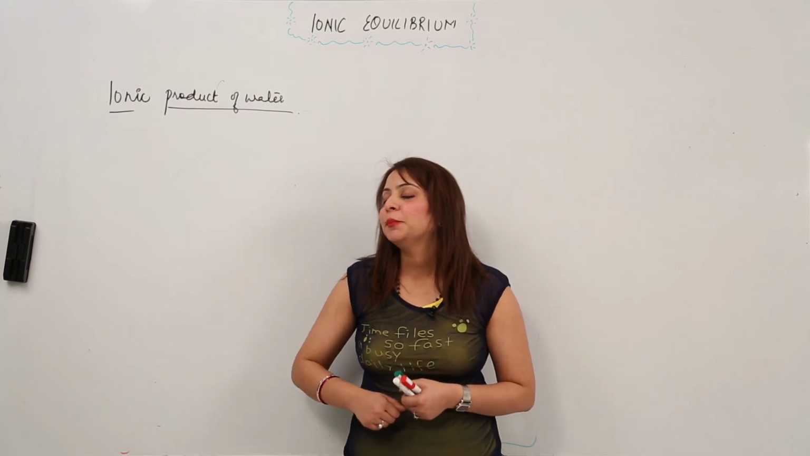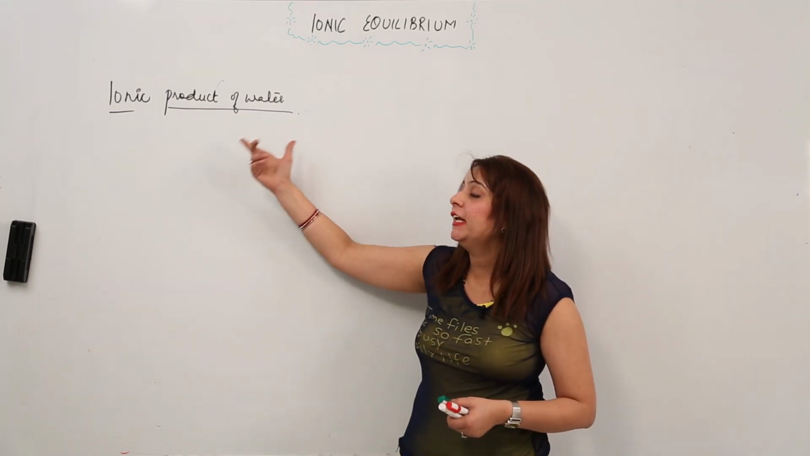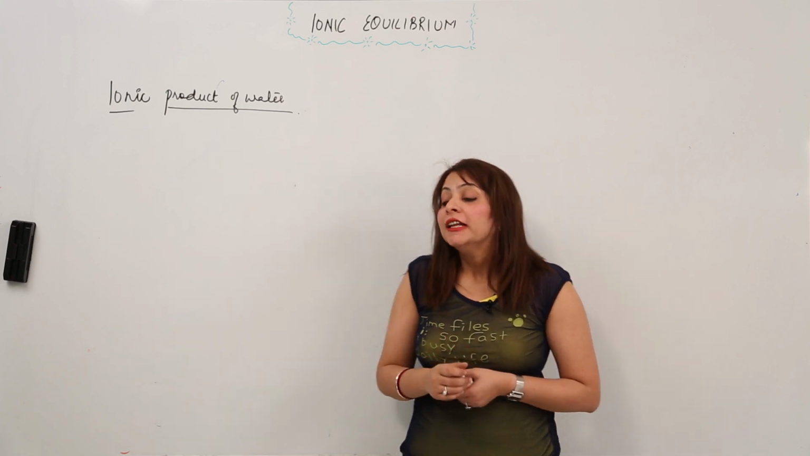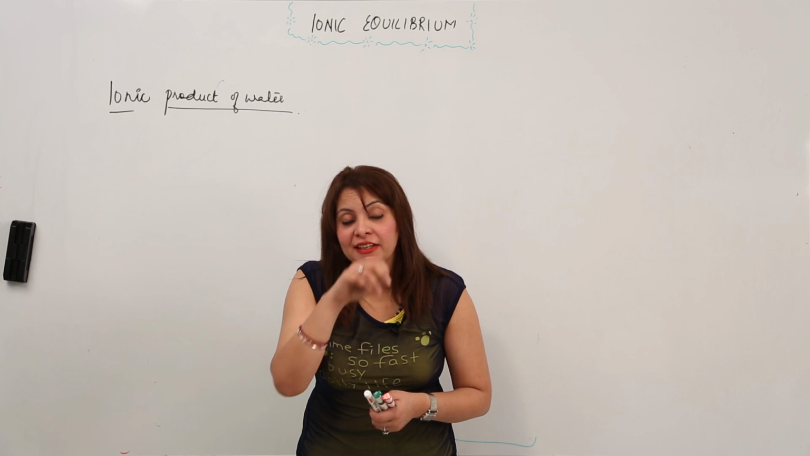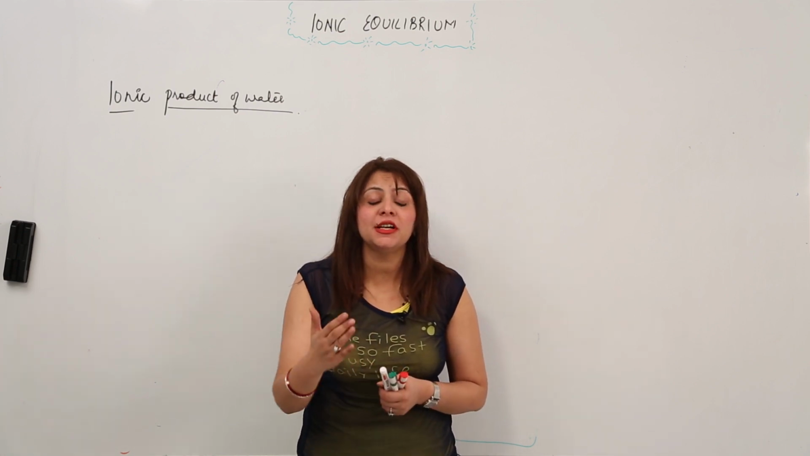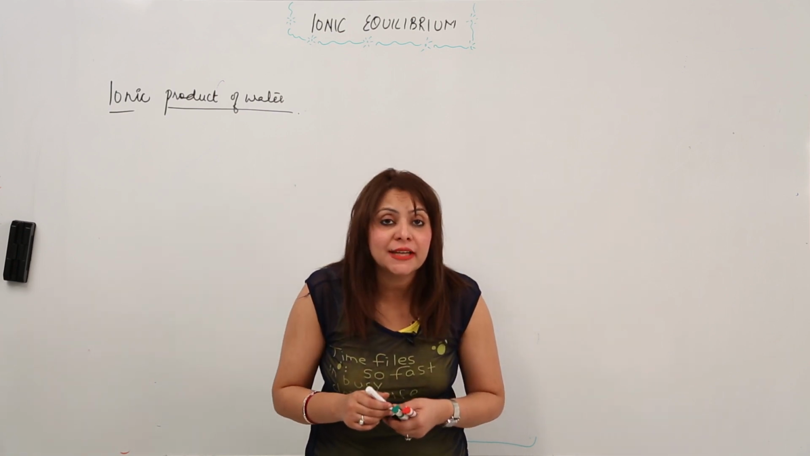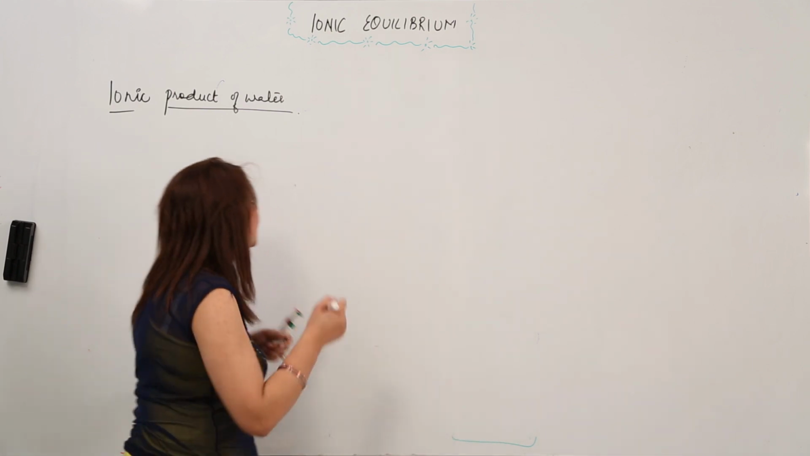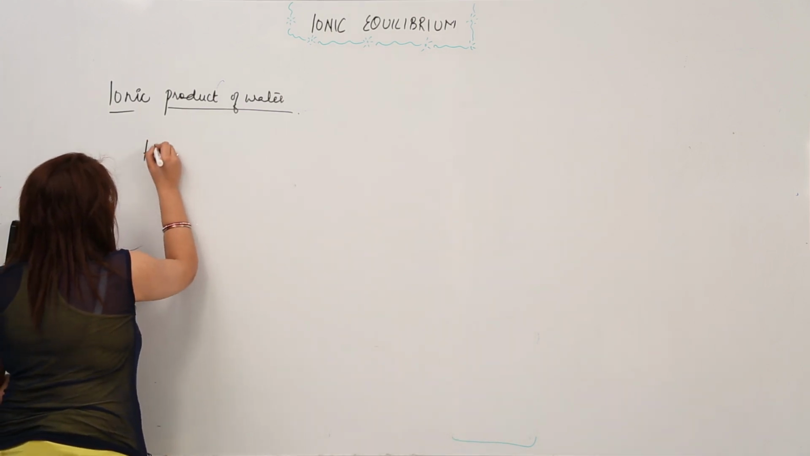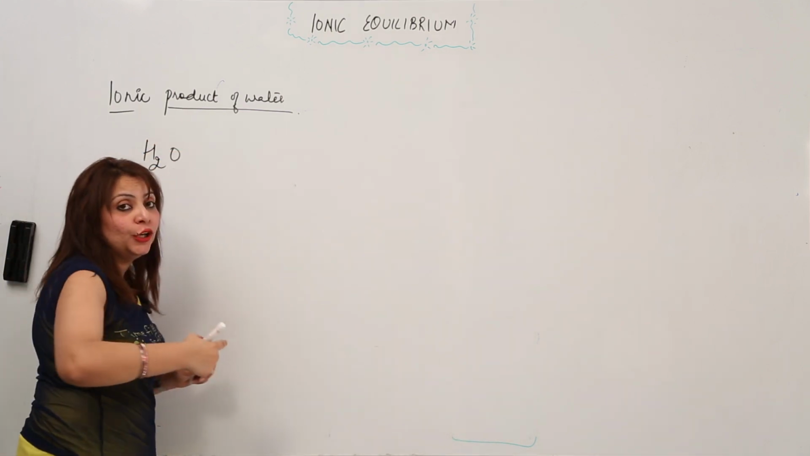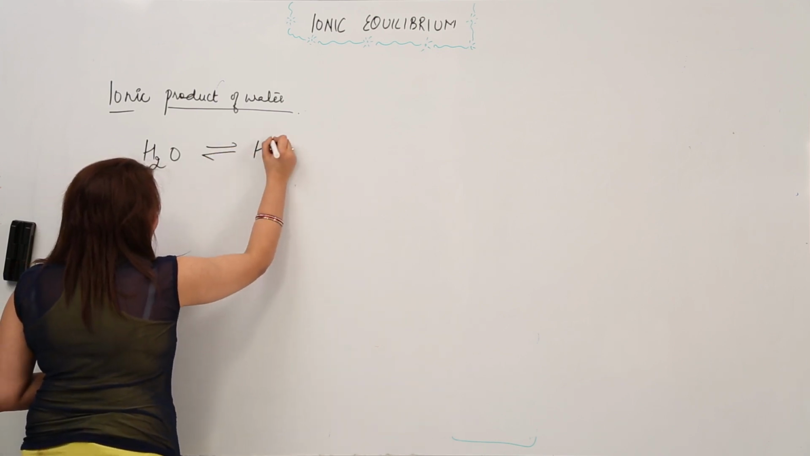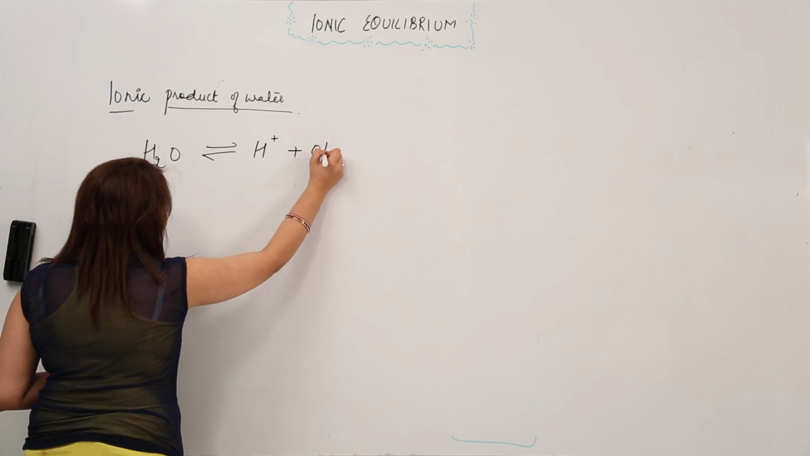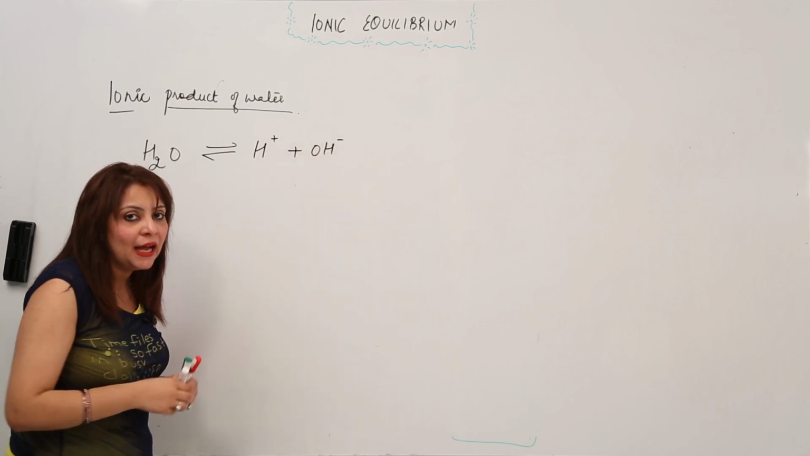Now we'll be taking up the next topic, that is the ionic product of water, right? Now you know that pure water is a weak electrolyte. It dissociates, but only to a very small extent. So suppose we have the ionic equilibrium in case of water, that is the undissociated molecules and the ions formed, that is H2O in equilibrium with H+ and hydroxide ion, right?